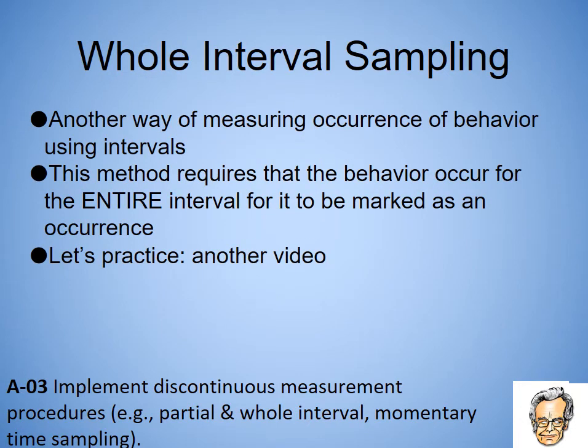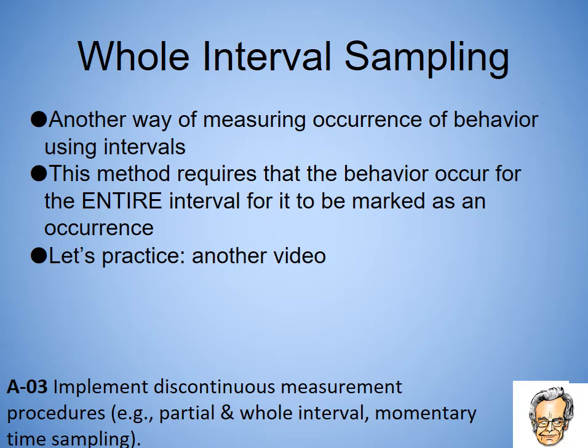In whole interval sampling, this means that the behavior had to occur for the entire interval to be marked as an occurrence. So in my example earlier, the 30 minutes example, that person would have to hit their head for the whole 30 minutes for us to count. This gives us a much more conservative record of whether the behavior occurred.